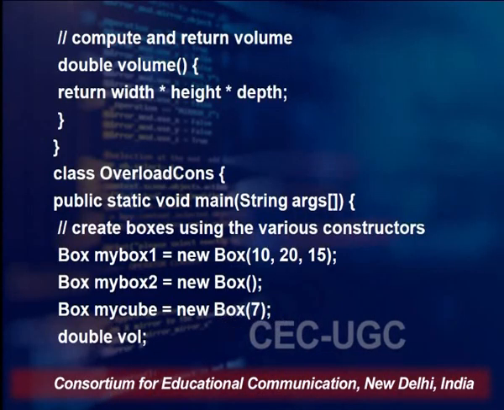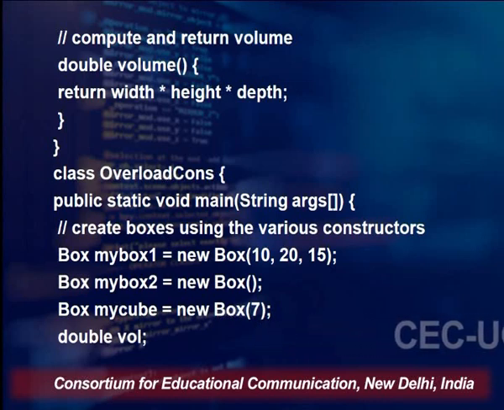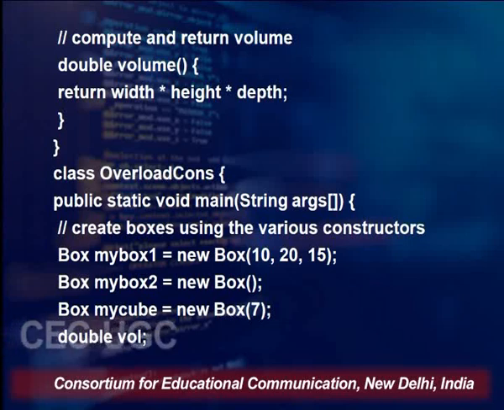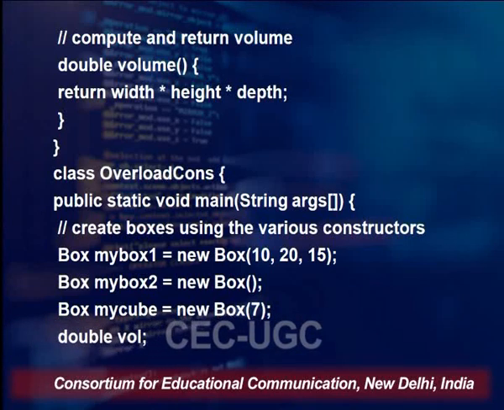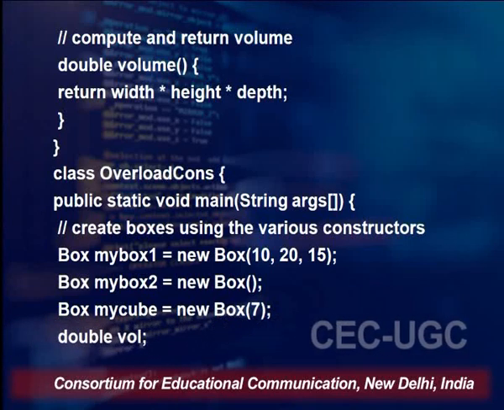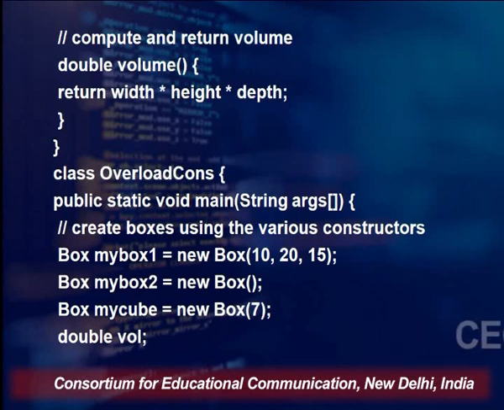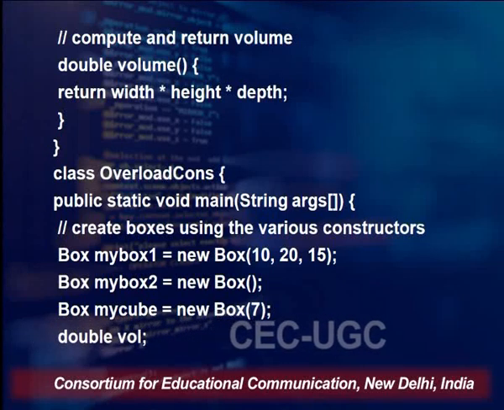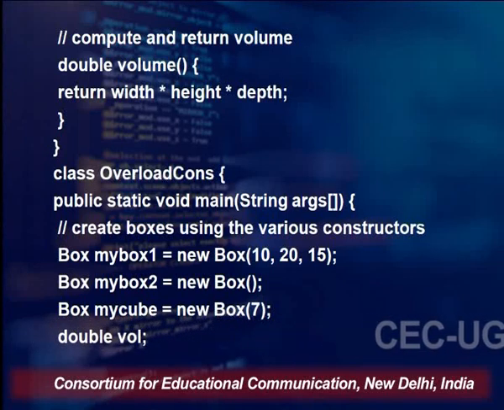Box myBox1 is equal to new Box(10, 20, 15). So, this essentially means that there is a reference which is being created in the name of myBox1, and that reference is pointing towards the Box object having three different values of width, height and depth, and these are 10, 20 and 15.